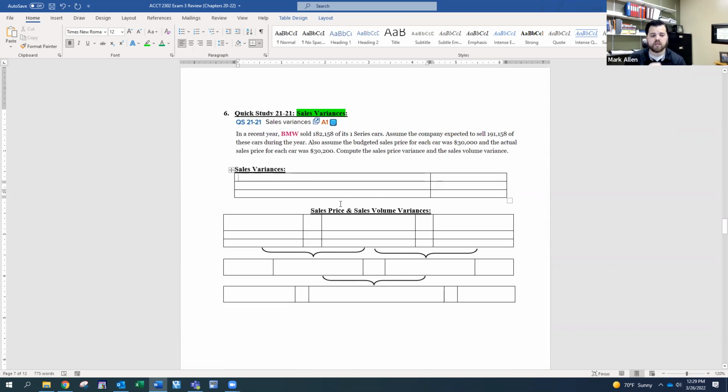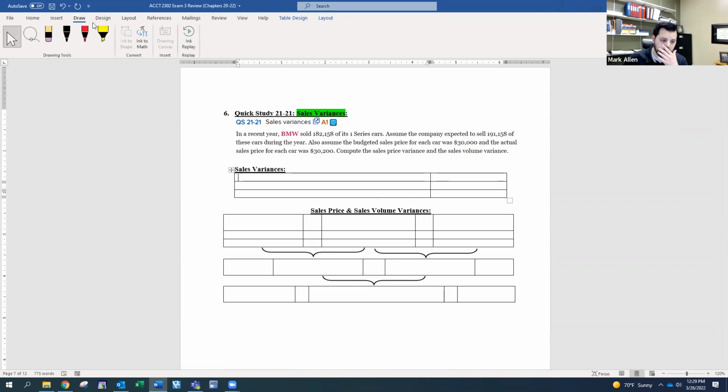In this case, for my sales variances, we are told in a recent year, BMW sold X number of Series 1 cars. Assume the company expected to sell this many cars. Also assume the budgeted sales price for each car was 30 and the actual sales price was 30,200. Compute the sales price variance and the sales volume variance.